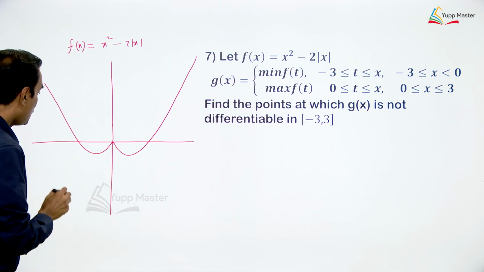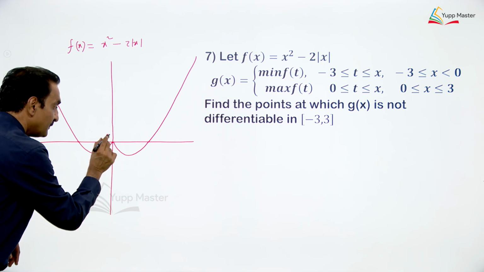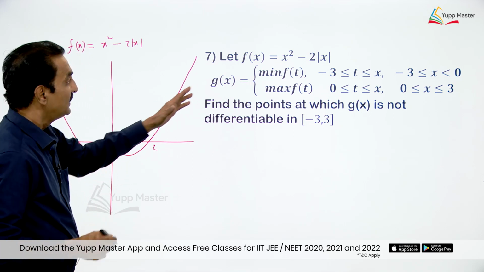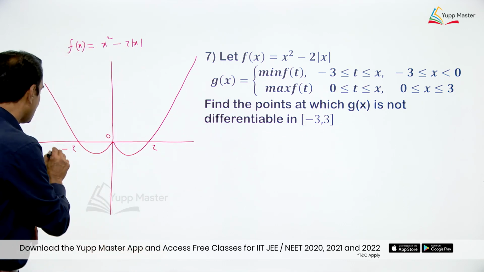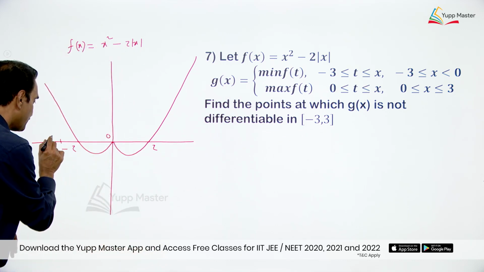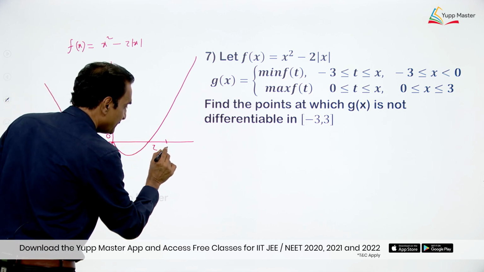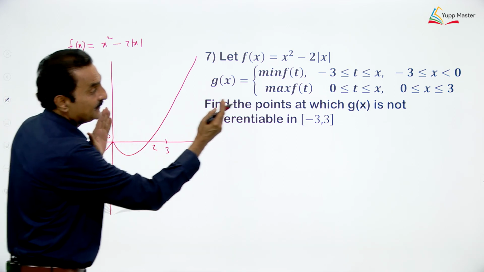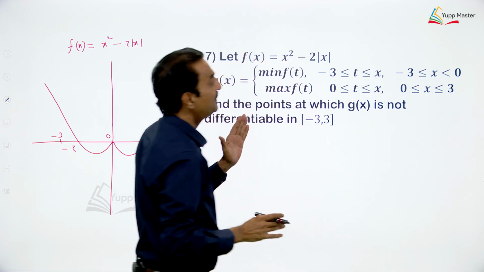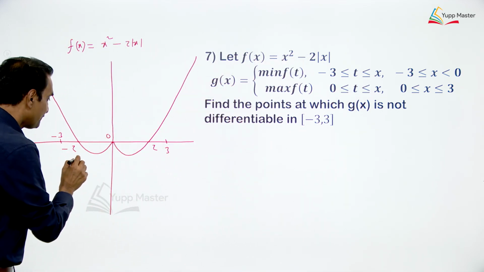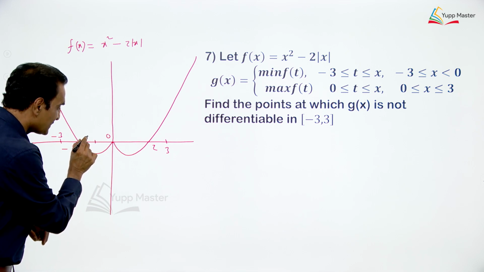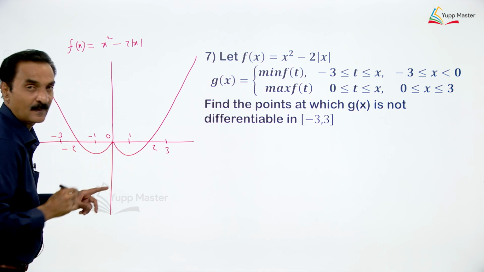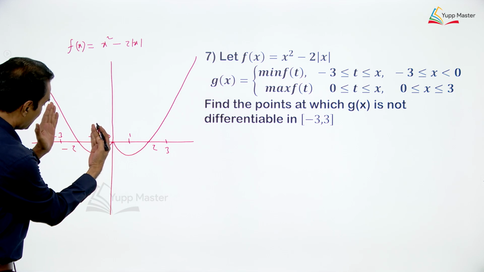Okay. Now, this is 0, this is 2, this is minus 2. The asked interval is minus 3 to 3. This is minus 3, this is plus 3. Now, t lies between minus 3 and x. What is this minimum point? At minus 1 we have a minimum value, and here at 1 it also has a minimum value. Now, look at this part.